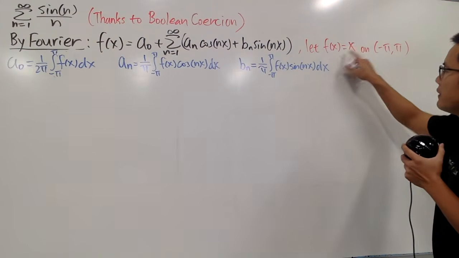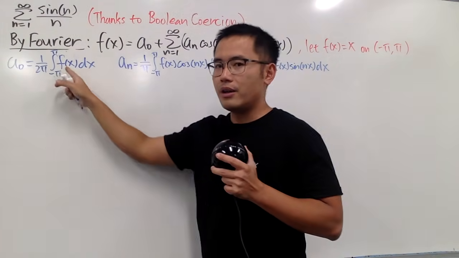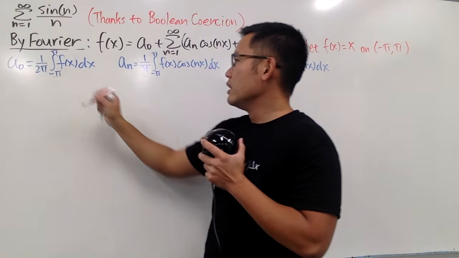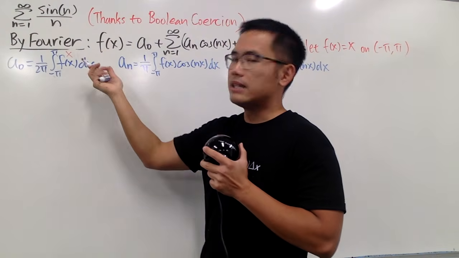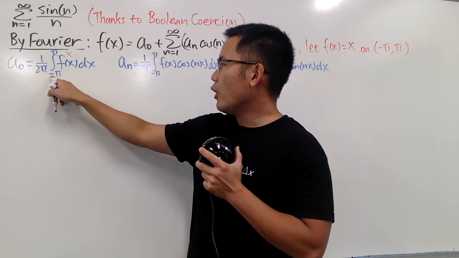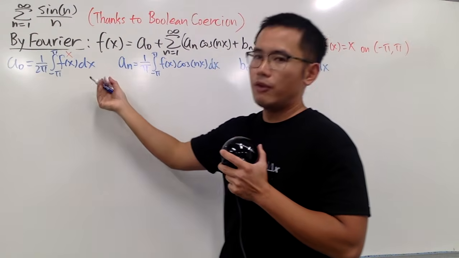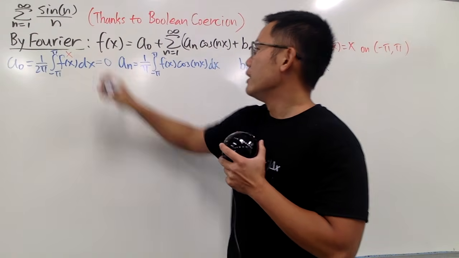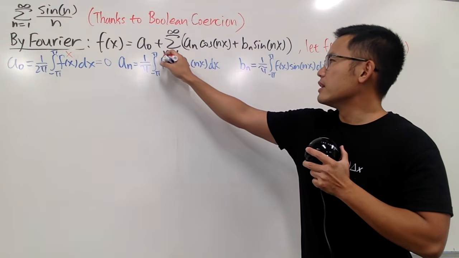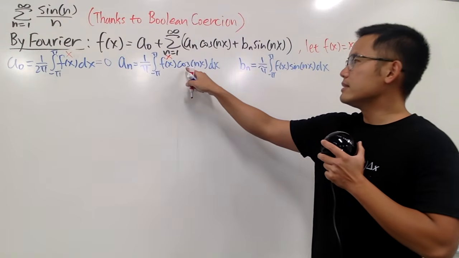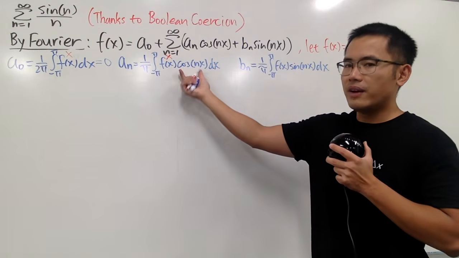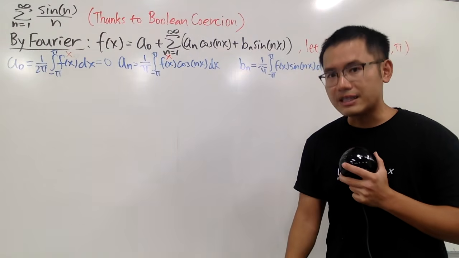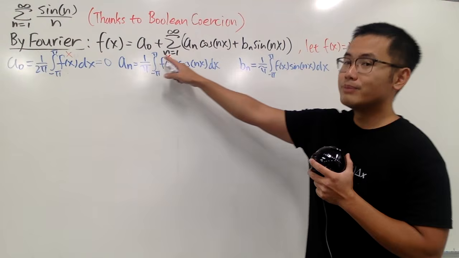Anyway, when f of x is equal to x, we are going to put it here and figure out these things, right? When we have just x, of course, x is odd. When we integrate this over negative pi to pi, of course, we'll just end up with 0. Likewise, f of x right here is x, and that's odd. This right here is even. Odd times even is an odd function. So, again, we get 0.